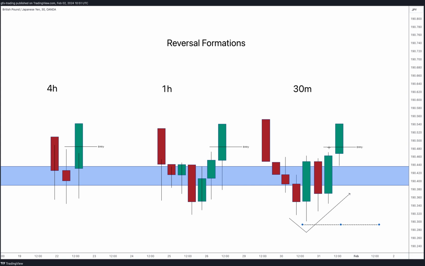Entry on the breakout, as I've gone through many times in this course, and then again, price should normally move very quickly, at least to a position where you can get to break even, or where you can take your profit at 2R or whatever it may be.